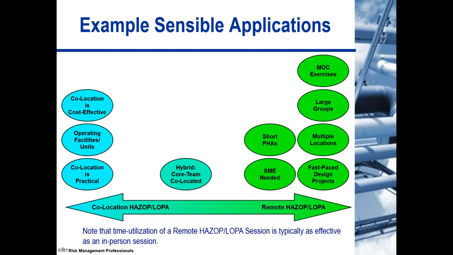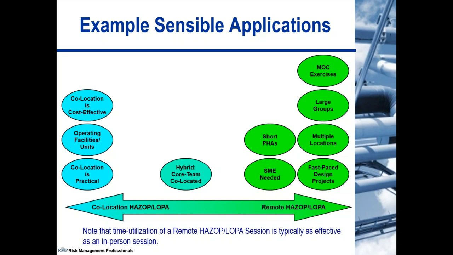So I put this figure together to graphically illustrate some of the concepts we've been talking about. On the green end are some of the key things where remote PHA applications are very sensible: MOCs, large group activities, multiple locations that have to participate, fast-paced design projects. Again, sometimes you need that information and the results of the PHA very quickly.